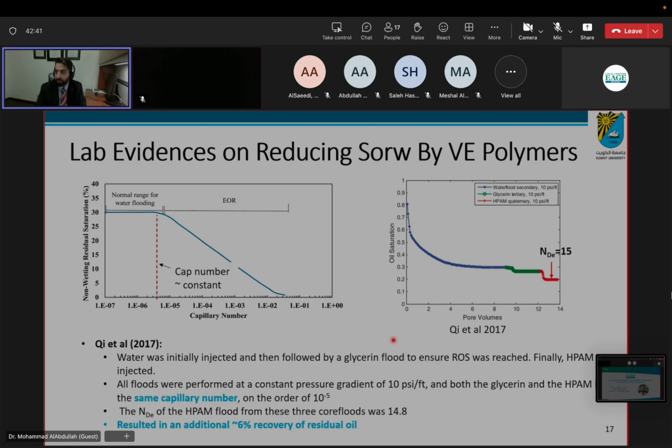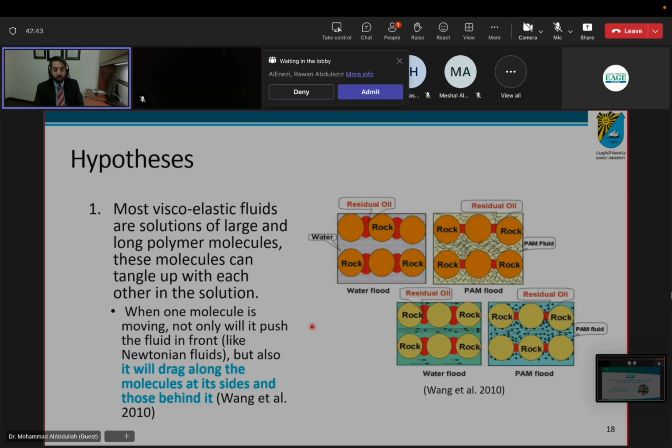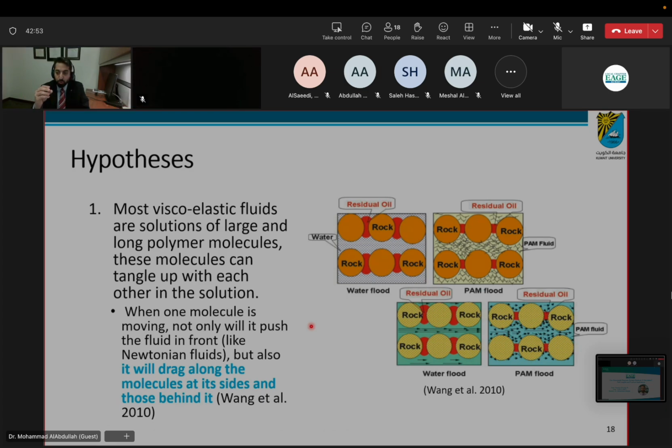Let's see if we can take this to the field. Before taking it to the field, let's try to understand why a viscoelastic polymer would be able to reduce residual oil saturation, or trapped oil. We did understand why the viscosity increased by viscoelasticity. Now we want to understand why residual oil saturation decreases by viscoelasticity.